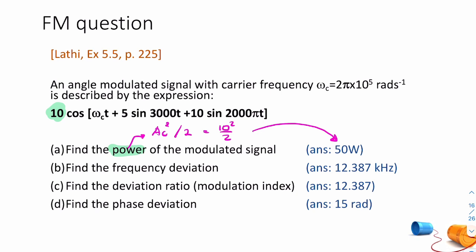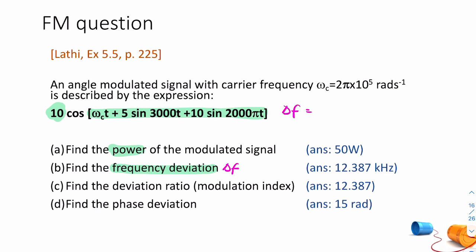The next section says find the frequency deviation. So that's delta F. So where would we look for that? For the frequency deviation, you'd be looking at the frequency. So this is the angle. You'd be looking at the instantaneous frequency and the maximum deviation of the instantaneous frequency from FC. So you can find that.